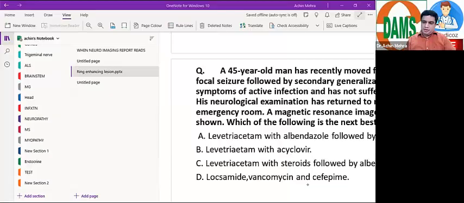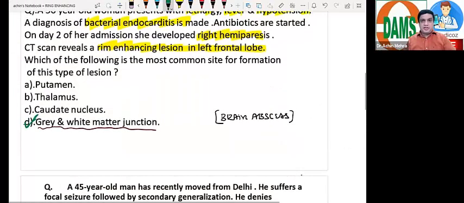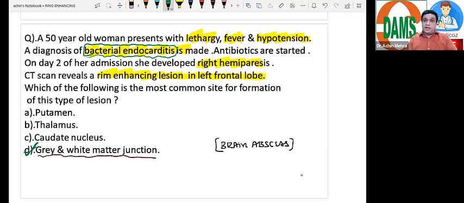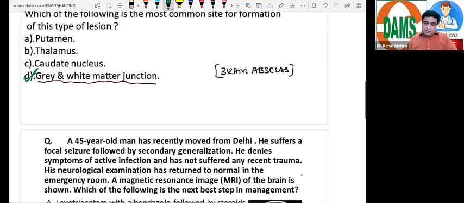So here comes the next question. I believe the previous question should be clear. It's a case of brain abscess, and where are we going to see it? If it is from hematogenous spread, it will be at the junction of the gray and white matter. Why do I call this a hematogenous spread? Because the patient has bacterial endocarditis in the background.